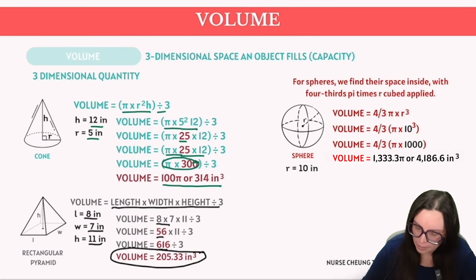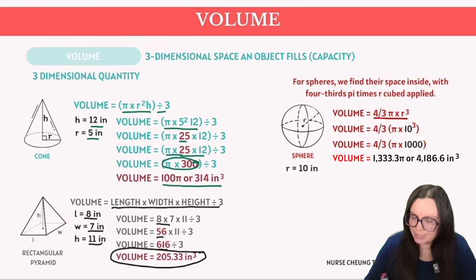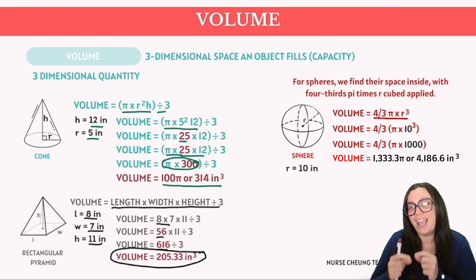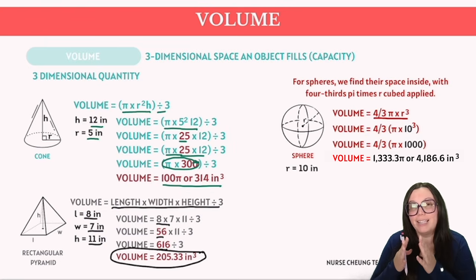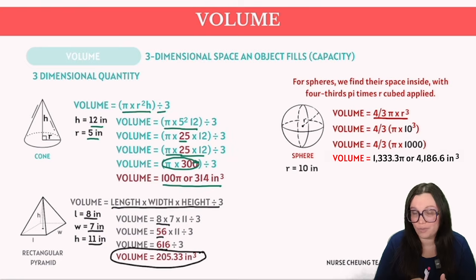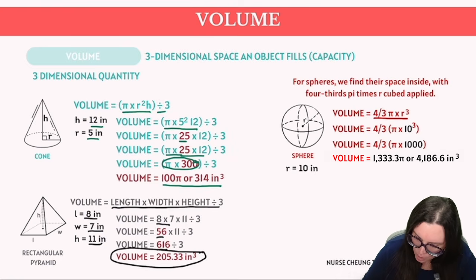So looking at our formula, we have volume is equal to 4/3 times pi times r cubed. Remember, anytime that we're dealing with volume when it comes to circles, we're going to cube the radius. Anytime we're dealing with area when it comes to circles, we're going to square the radius. So again, we know that we have a radius of 10 inches. So we're just going to go ahead and start plugging in. So we have 4/3 times pi times 10 cubed. We know that 10 cubed is 1,000.